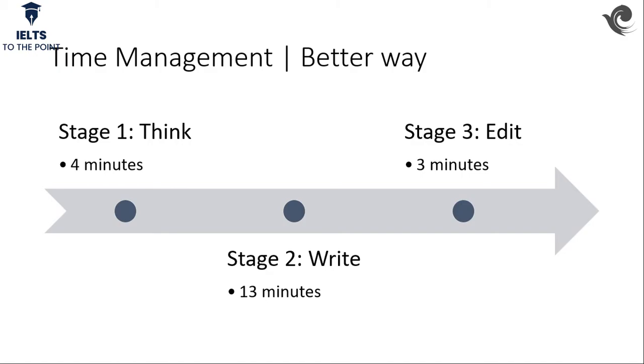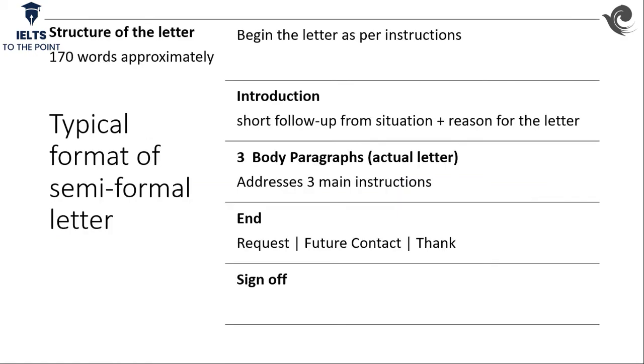Now let's talk about the time management. We need to divide our task or our time into 3 phases. In stage 1, or phase 1, we need to think and brainstorm for about 4 minutes. We need to know all the points beforehand so that we can write them. Then in stage 2 or phase 2, we need to write the actual letter in about 13 minutes. And in stage 3, we need to edit it in about 3 minutes.